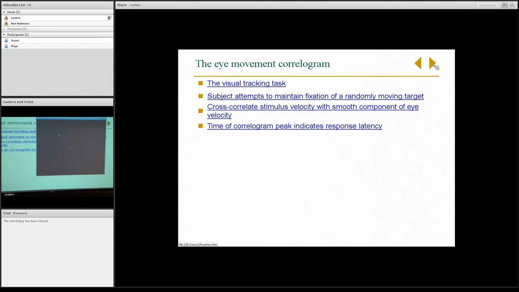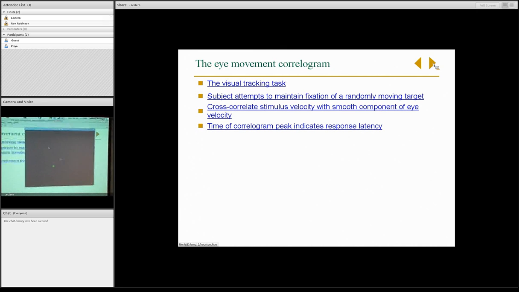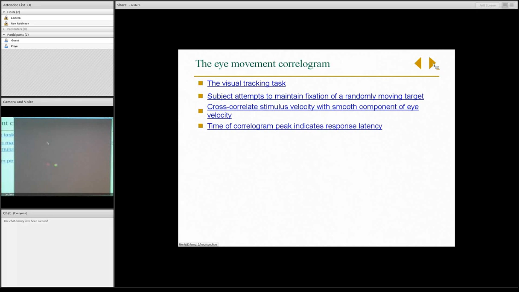So what we're going to see next is a, oh, I guess I have to. Now we've got the same thing. The green spot is still the target, but the red spot indicates the line of sight of an observer who's trying to do the task. And what we can see is that he's not able to do it perfectly. The red dot kind of lags behind the green one. It doesn't move quite as quickly, and it has these little jumps. So those jumps are the saccadic eye movements.